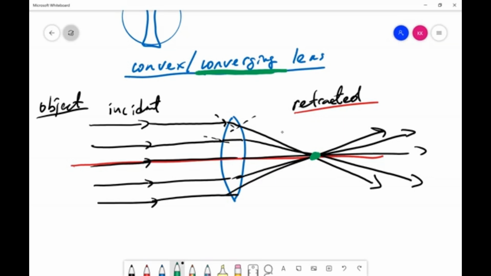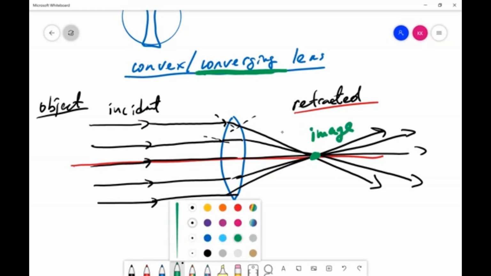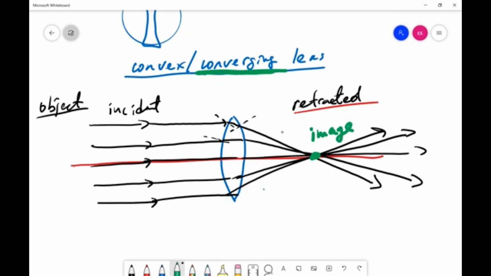Now, what I have here will be the position of my image. If I then measure the distance from the center of the lens to that position, that will be S prime, which, remember, is the image distance.